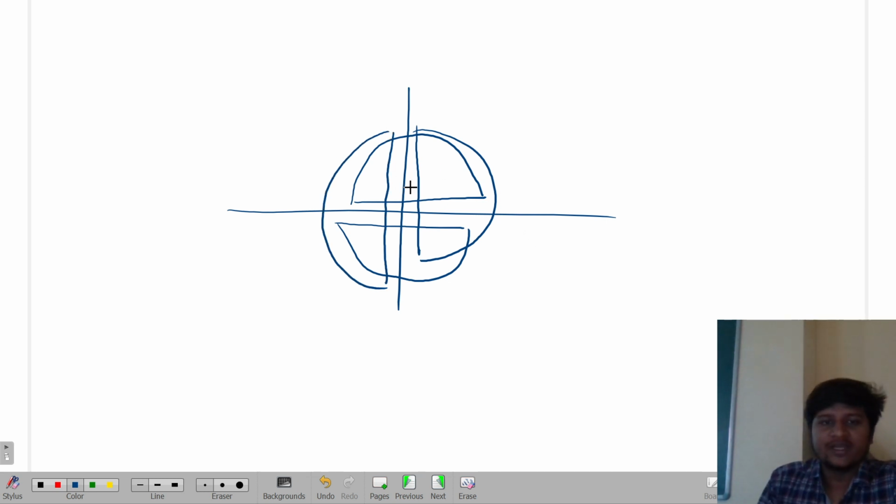Yes or no? So when theta is from 0 to pi by 2, what is happening? Is the flux increasing or not? Tell me yes or no. Actually, till theta equals pi, what is happening? The flux is going to increase.